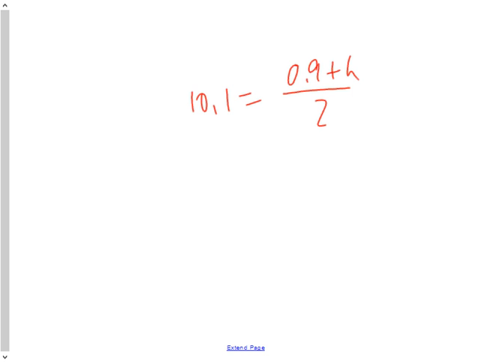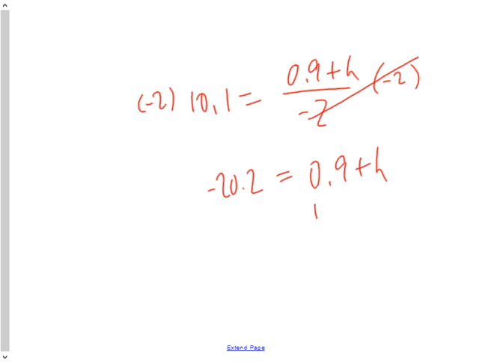Fractions, bad. Get rid of fractions by multiplying by a common multiple. In this case, since there's only 1 fraction, that common multiple is negative 2. H will equal 19.3. I think, unless I made a mistake.